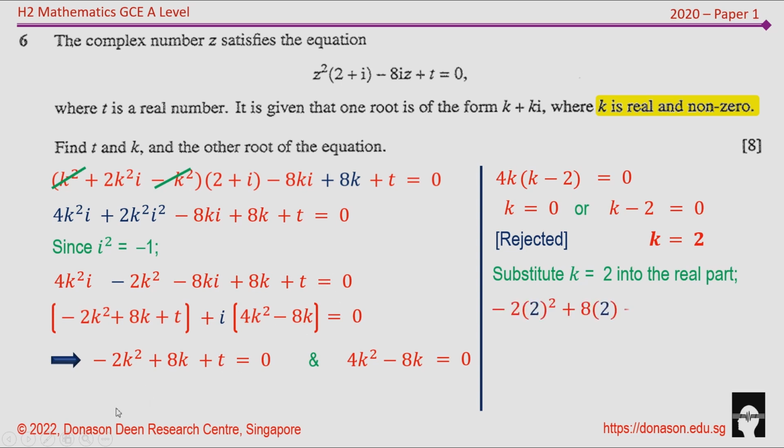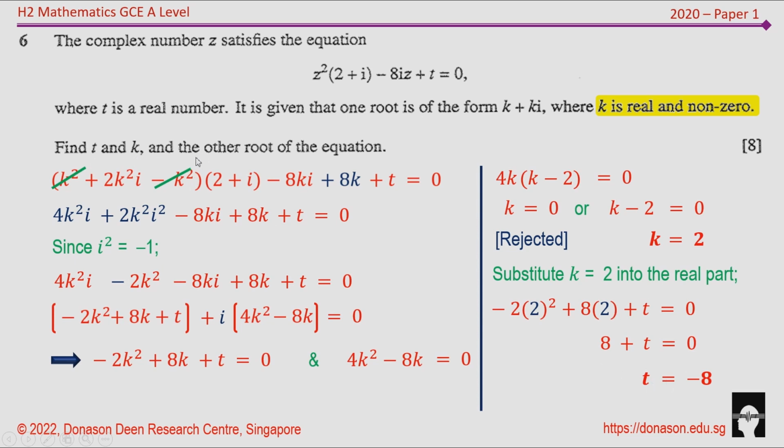Since k equals 2, let's replace all the k's in the real part with 2: minus 2 times 2 squared plus 8 times 2, that's what I have written here, plus t, is equal to 0. Now let's evaluate this. 2 squared is 4. 4 times minus 2 gives you minus 8. And then this is 16. 16 minus 8 gives you 8, plus t equal to 0. If you solve it, your value of t should be equal to negative 8. So that is the value of t. There we have the values of t and k as needed by the question.